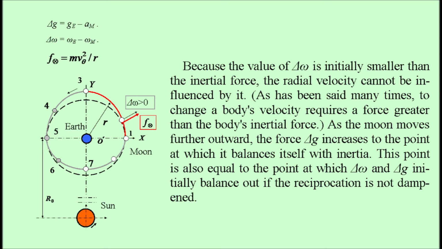Because the value of delta omega is initially smaller than the inertial force, the radial velocity cannot be influenced by it. As has been said many times, to change a body's velocity requires a force greater than the body's inertial force. As the Moon moves further outward, the force delta G increases to the point at which it balances itself with inertia. This point is also equal to the point at which delta omega and delta G initially balance out if the reciprocation is not dampened.